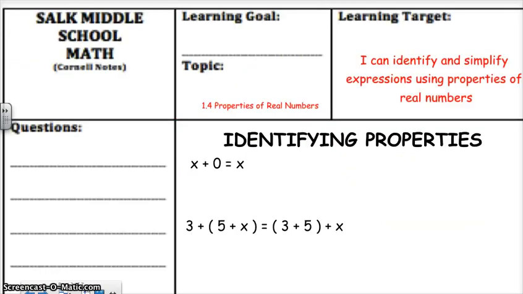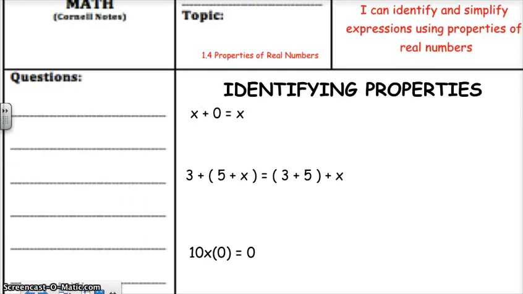Okay. We're going to work on identifying some properties. When we're identifying properties, I always just kind of look at both sides here. X plus 0 is x. So my x stayed the same. It didn't change. This would be identity. It kept its identity.